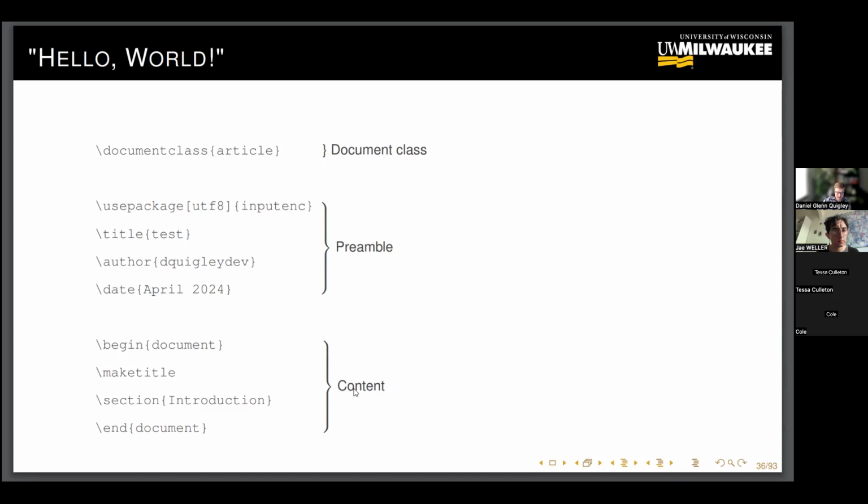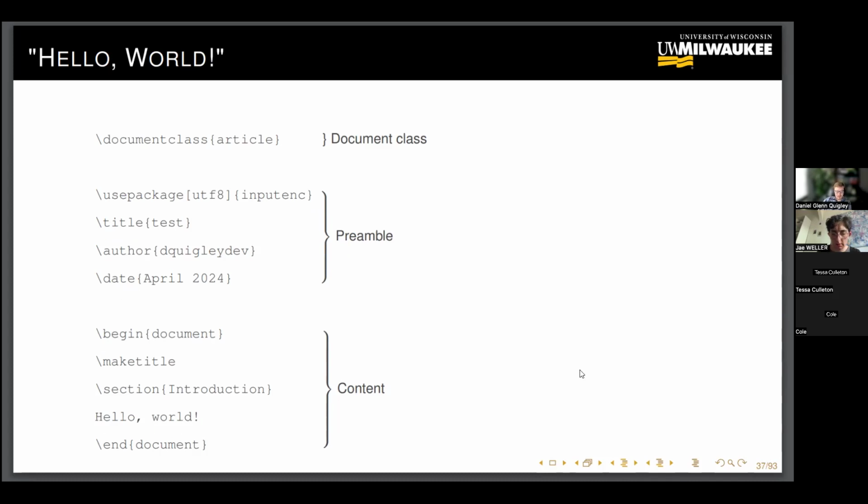And then in the content section, that's where I have my document proper. We're going to begin the document. I'm going to make the title now that I gave the different values for the title content. I'll have an introduction section, and then I'll end the document. Now I can put hello world in that introduction. I recompile, and I've done my first true LaTeX document.